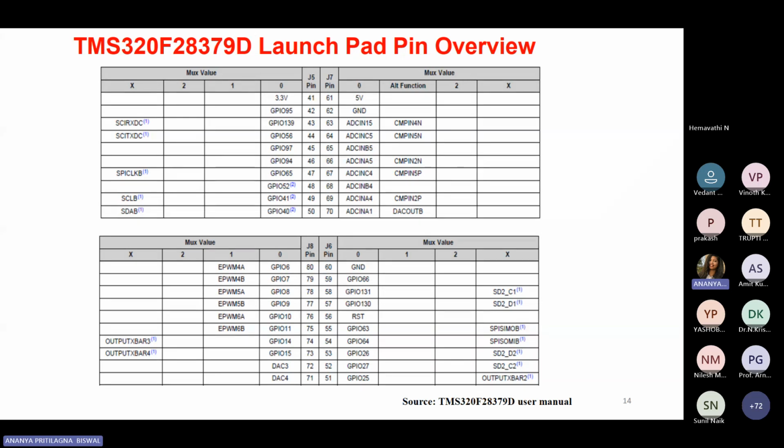Now this continues the launchpad overview. Similarly, the jumper pins like J5, J7, J8, J6: J5 from 41 to 50, J7 from 61 to 70. Similarly, for J8, 80 to 71, and J6, 60 to 51.